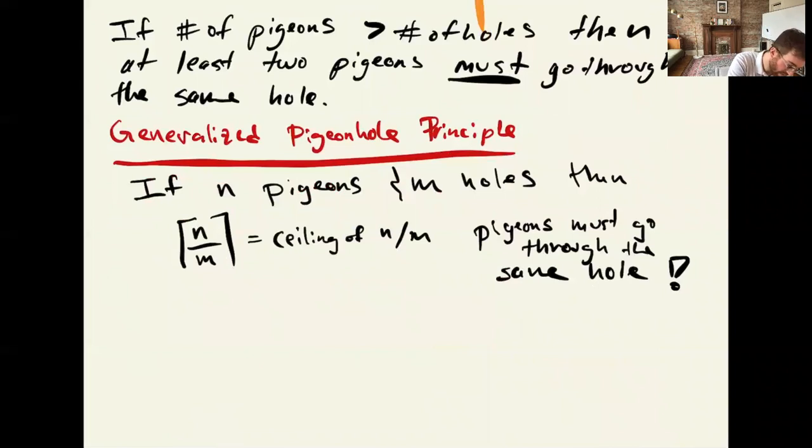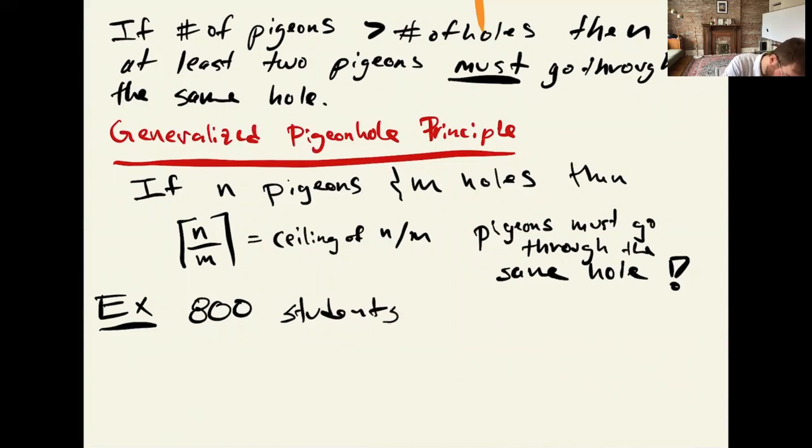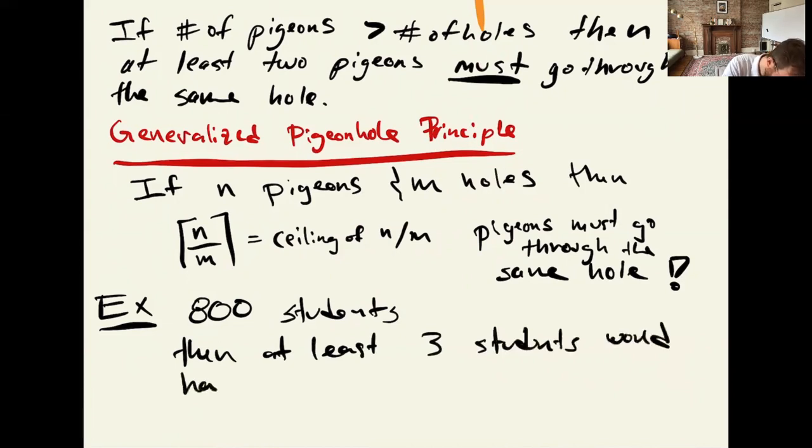As an application to our birthday problem, if I were lecturing in a huge lecture hall, and that lecture hall had something like, I don't know, 800 students, then at least 3 students would have to have the same birthday.